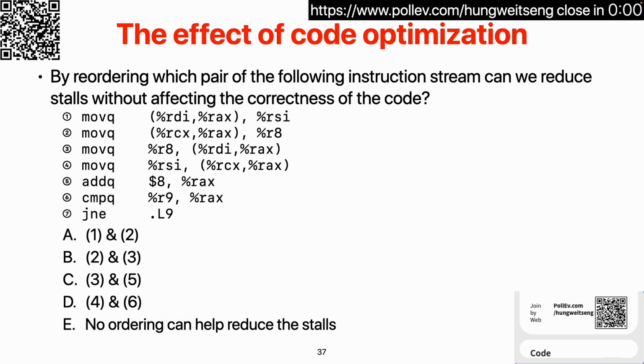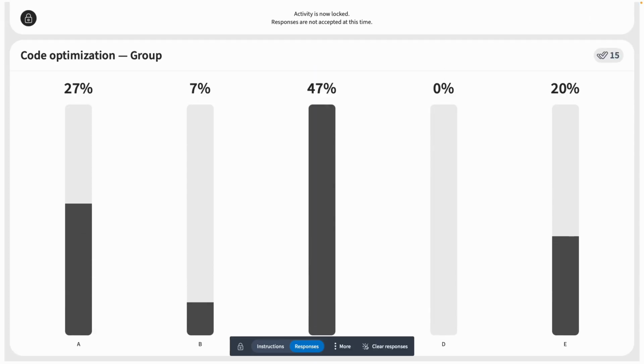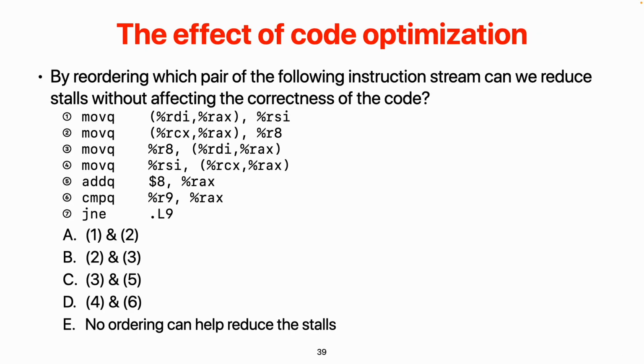All right, so let's take a look. Okay, so after discussion, more of you think it's C. So let's take a look at C, 3 to 5. So can we reorder 5 to somewhere before 3? Can we? Would that give us the right code? Would that give us the right result?